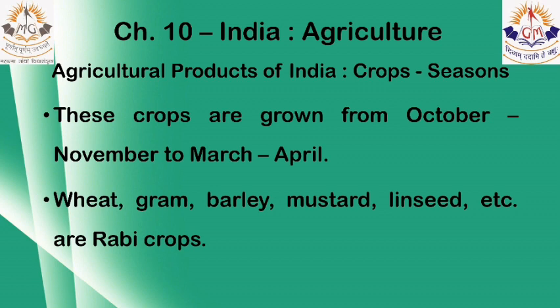Now let us see which are the crops that grow as Rabi crops. Wheat, gehu, gram, chana, barley. It's a type of seed. Mustard, that is rye, linseed. All these are Rabi crops.